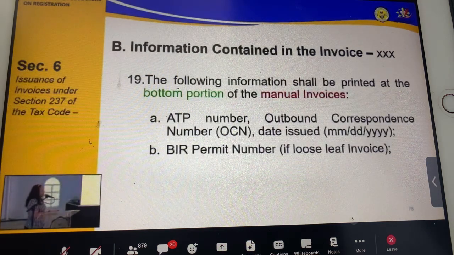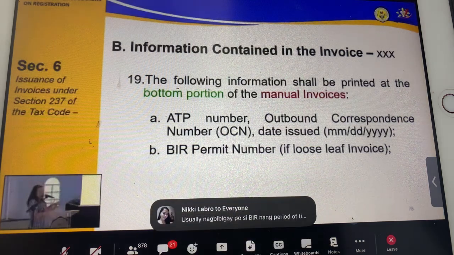Okay. Now, another requirement sa bottom part of the invoice, sa mga manual invoices po ito, the details on the authority to print that was given. That includes the OCN, the date issued. Idadagdag lang po natin dyan ulit yung inclusive serial numbers that was approved, no, for this particular ATP. And then BIR permit number.